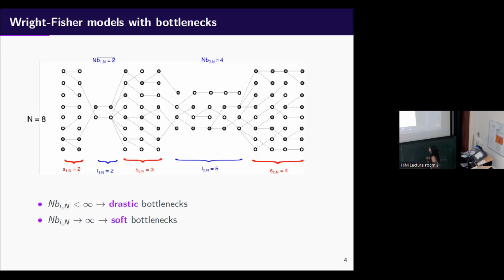Okay, we will distinguish between drastic bottlenecks when the population size during the bottleneck is small and doesn't tend to infinity, even when I make the population size outside the bottleneck tend to infinity. And soft bottlenecks when the population size during the bottleneck is small, but still tends to infinity when I scale the model. And the bottlenecks that we will mostly discuss during this talk are these drastic bottlenecks.